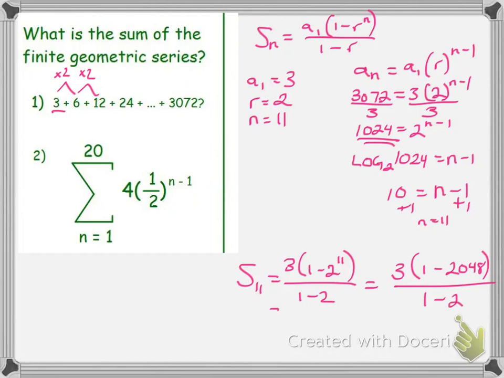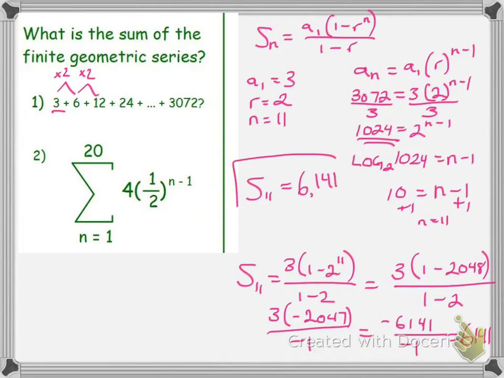I'm going to come down here, 3 times... It's actually going to be negative 2047 over negative 1. That becomes negative 6141 over negative 1, which is 6,141. So the sum of that first 11 terms in that sequence, 6,141.